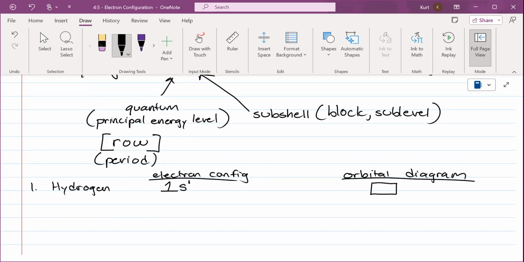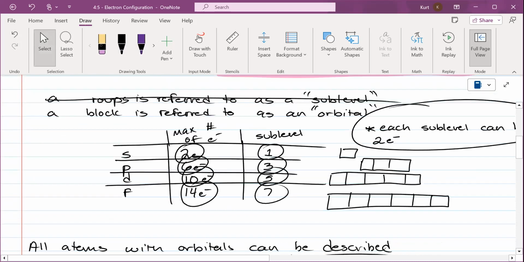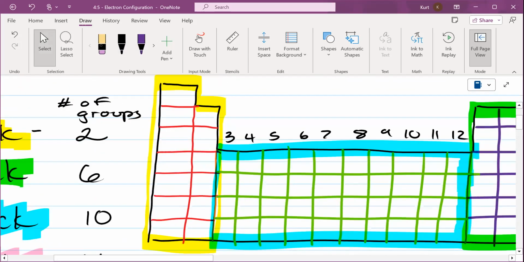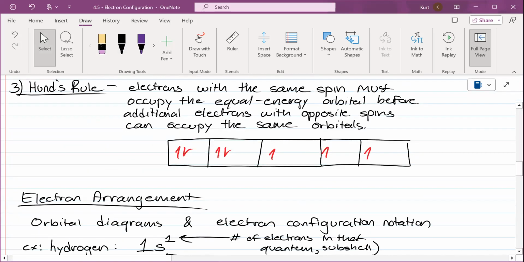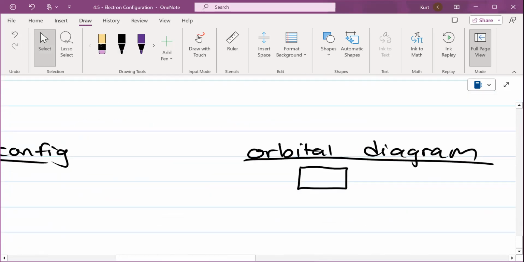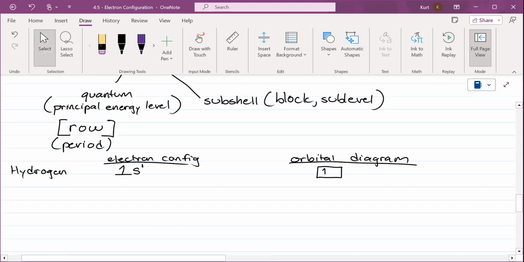You can fit a maximum of 2 electrons in this box. This box represents an orbital diagram. 2 electrons max. Look back up here. How many total columns or how many total groups is the S block? 2. So how many electrons? You can fit a maximum of 2 in here for the S block, but how many electrons does hydrogen have? So you're just going to put 1 up arrow, and that's it. That 1 is not a number 1. That symbol is an arrow.